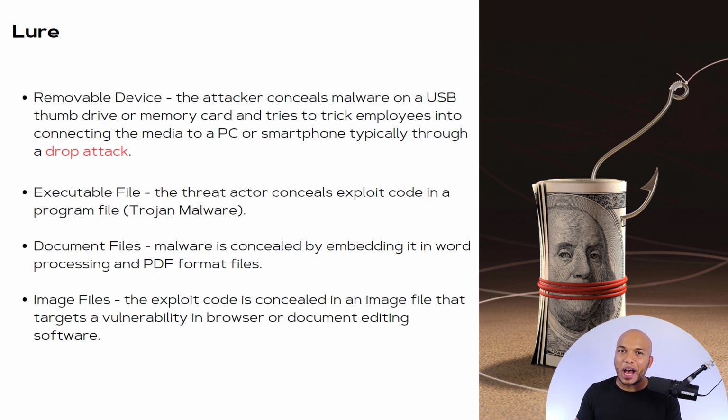Now, there are different ways cybercriminals are able to lure their victims. One is the removable device, where the attacker would conceal malware on a USB thumb drive or memory card and tries to trick employees into connecting the media to a PC or smartphone, typically through a drop attack. Now, the drop attack is where you imagine the cyber criminal, right? They will go to the parking lot of the organization where the employees have parked their cars, and they might drop USBs here and there.